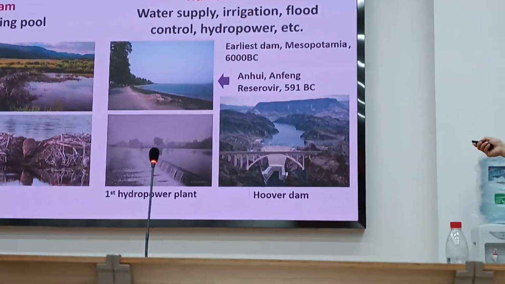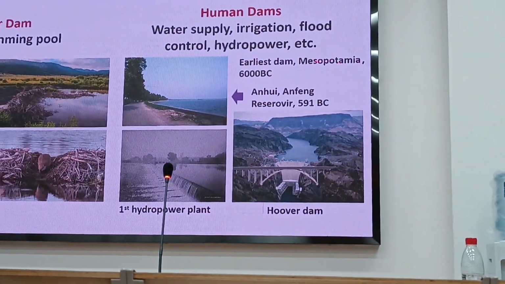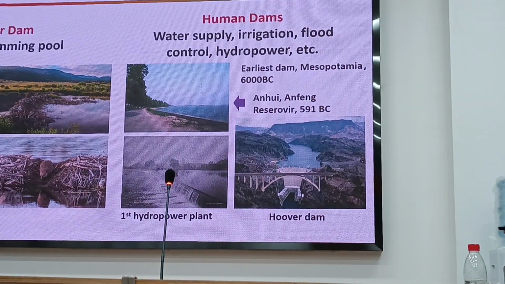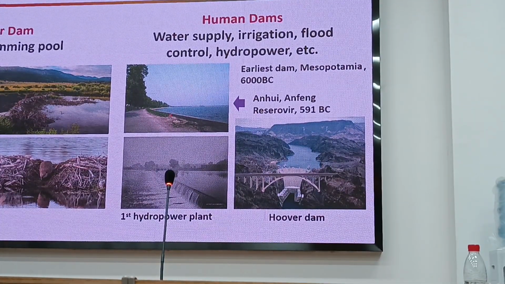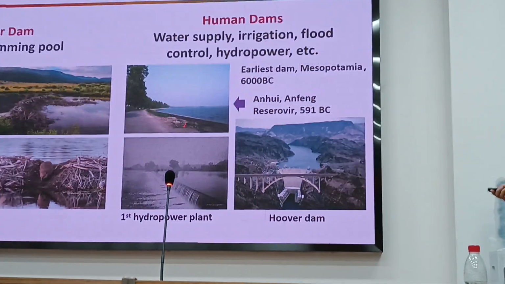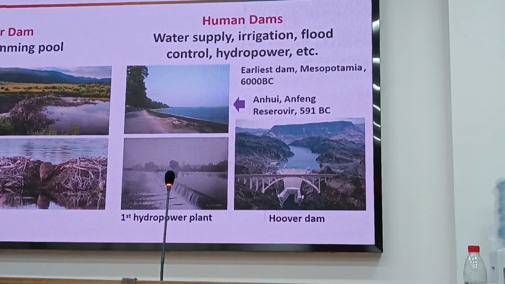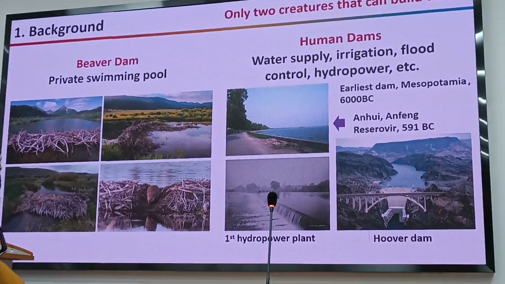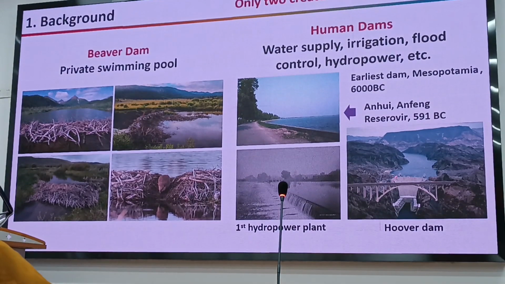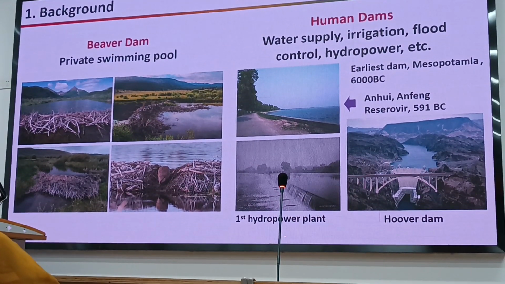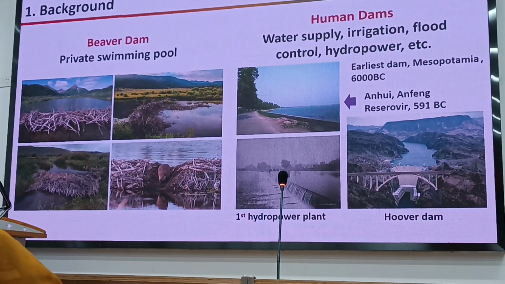So you see that the earliest dam in Mesopotamia is 6000 BC. And also this is the oldest dam currently in Anhui province, Anhui Reservoir, in 591 BC. And you know this is the Kula dams, and also the first hydropower plant is in New York State, in the United States.